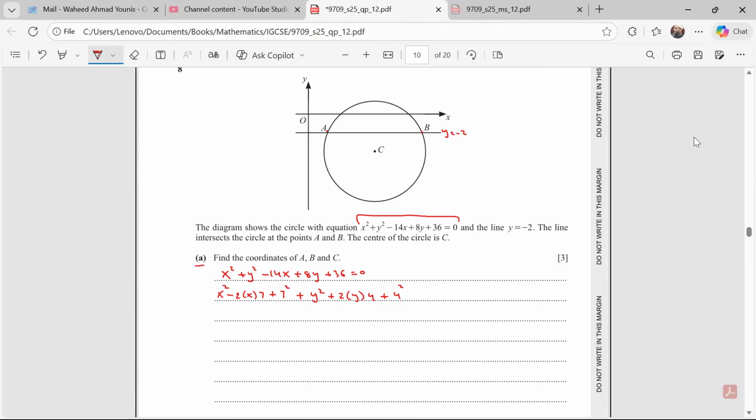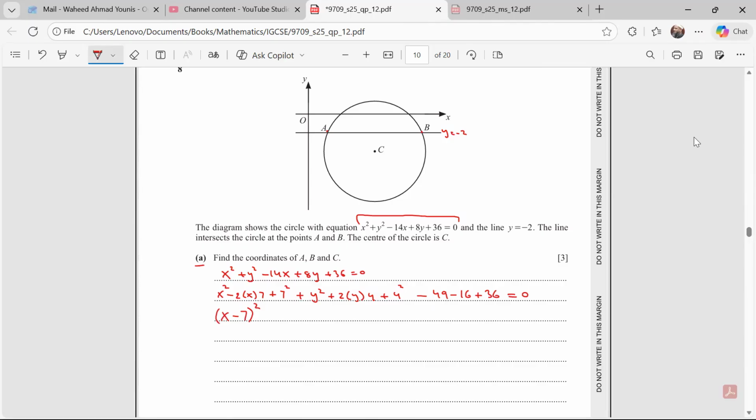These two terms, 7 squared and 4 squared, were not there originally, so I need to cancel them out. So I will do minus 49 minus 16. Now I also have to bring in the plus 36, so plus 36 equals 0. Now this equation is exactly the same as the previous one, but this first portion, you can see, is x minus 7 squared.